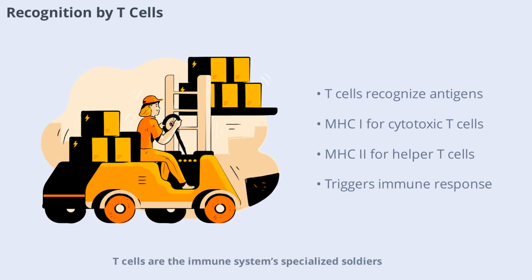T cells are the immune system's specialized soldiers, trained to recognize specific antigens presented by MHC molecules. Cytotoxic T cells scan for antigens on MHC class I, while helper T cells focus on MHC class II. When a T cell receptor matches the presented peptide, the T cell becomes activated. This recognition is the trigger for a cascade of immune responses, from killing infected cells to coordinating antibody production.